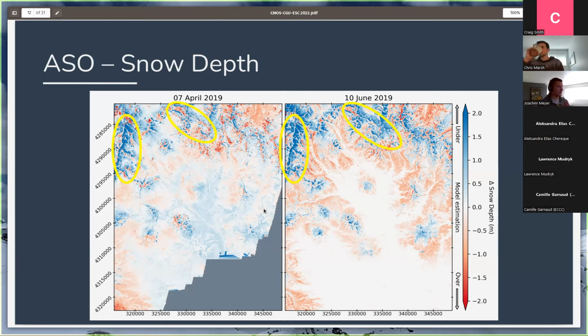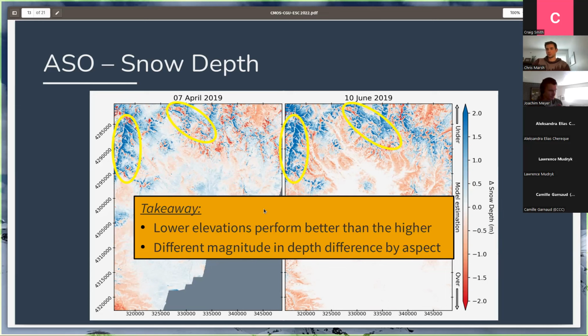Because you see up here in the higher elevations, the north and the east aspects jump out. When we looked at the precipitation input, they were all similar. It was only the melt period that melted differently. So our takeaway from this was that the lower elevations perform better than the higher ones, and also the different magnitude and depth differences by aspect, like I said before.